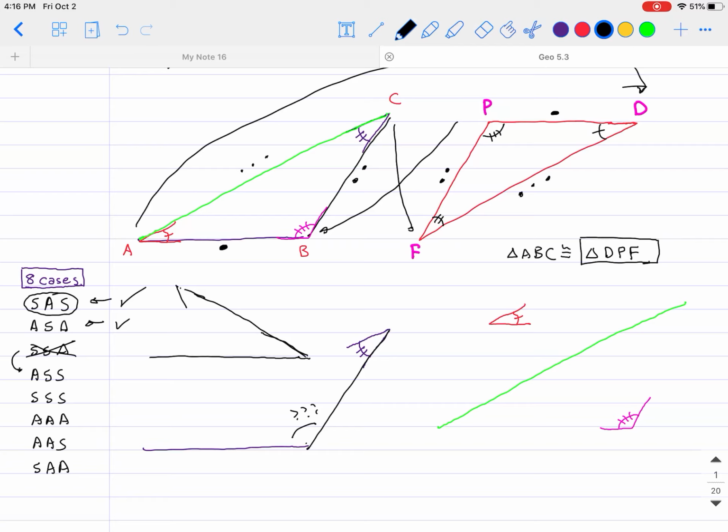For the next one right here, the one that everybody makes fun of, ASS, well, that's actually the same thing as SSA, believe it or not, because you still have a side, you have a consecutive side, and then you have an angle.